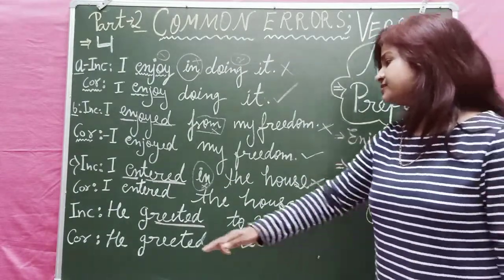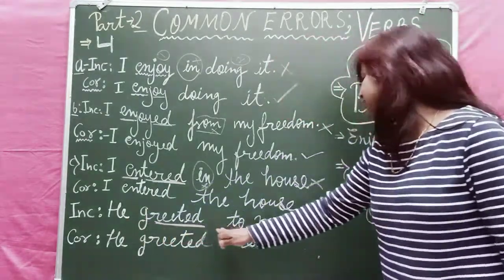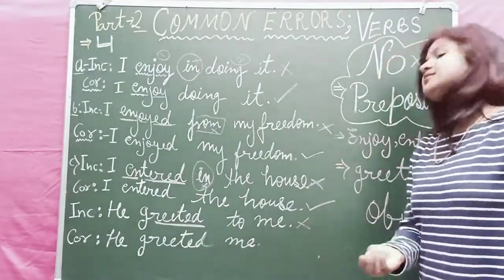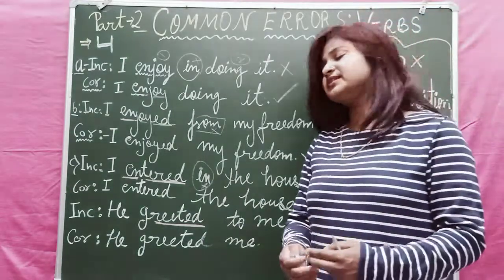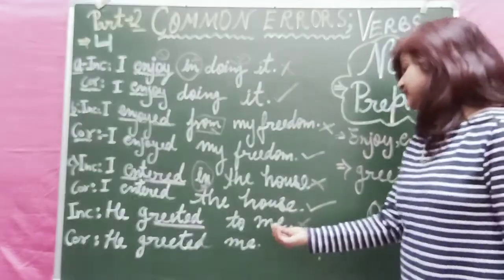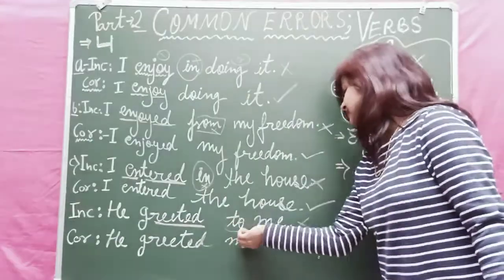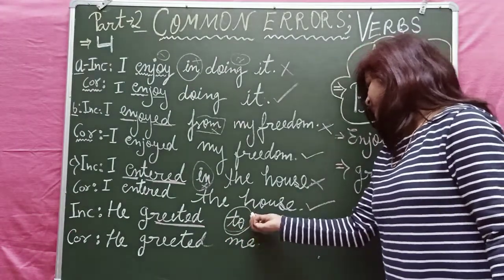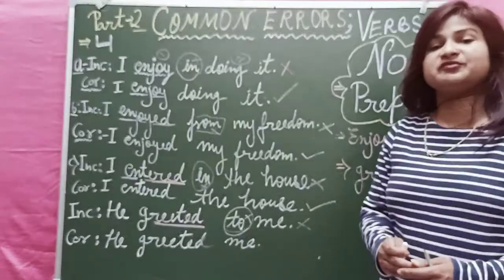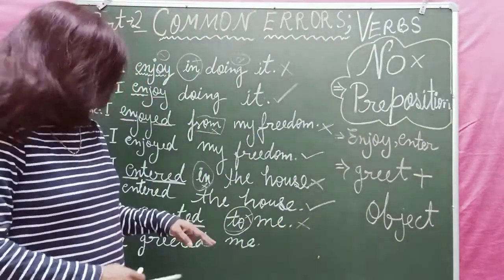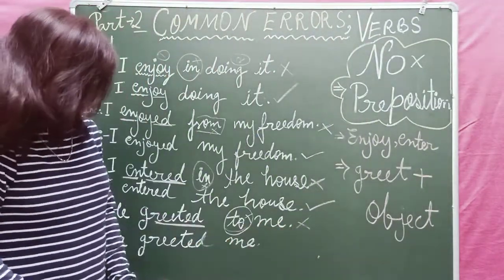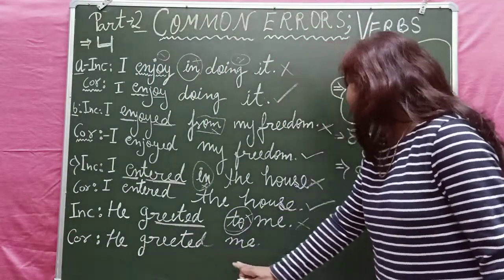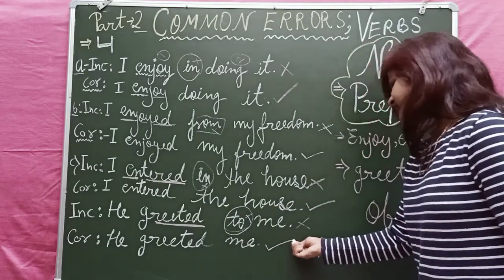Moving on to the next: He greeted to me. This is wrong. You might know what the error is here. The first error, to. The preposition to is the error here. Let's see the correct one: He greeted me. This is correct.